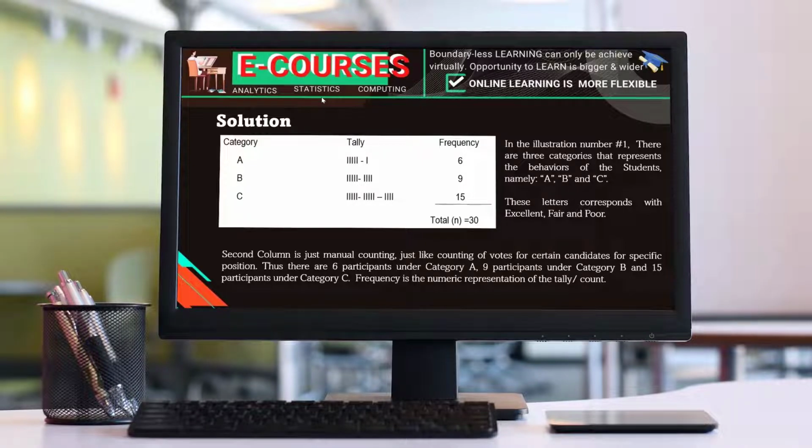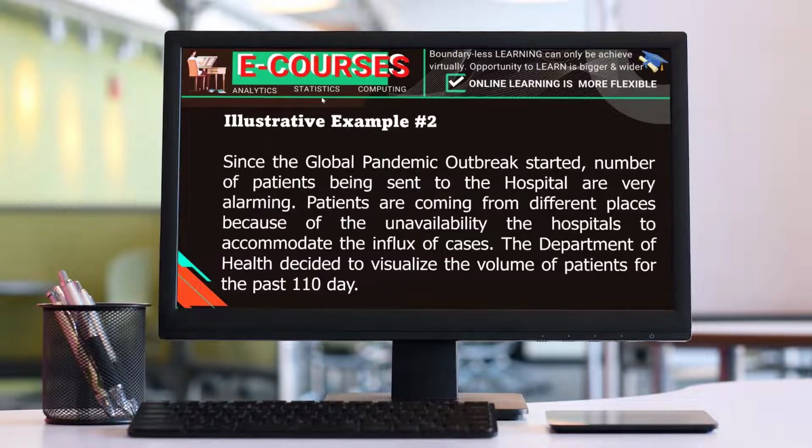Second column is just the manual counting, just like counting of votes for certain candidates for a specific position. Thus, there are 6 participants under category A. There are 9 participants under the category B, and there are 15 participants under the category C. Frequency, as I've said a while ago, is the numeric representation of the tally or the count.